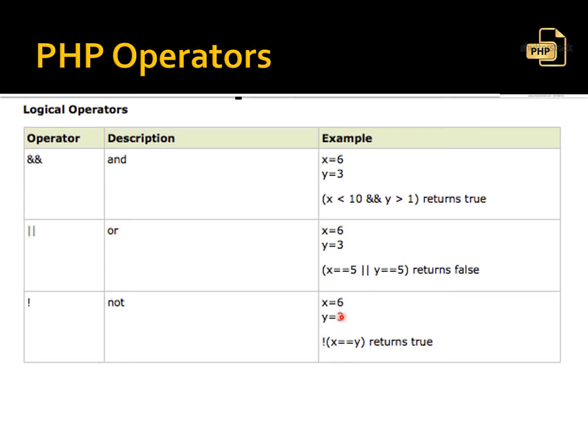Then x is equal to 6, y is equal to 3. Not of x equal to y. 6 equal to 3, 6 is not equal to 3, so it will produce a false value. Not of false, it will produce a true value.